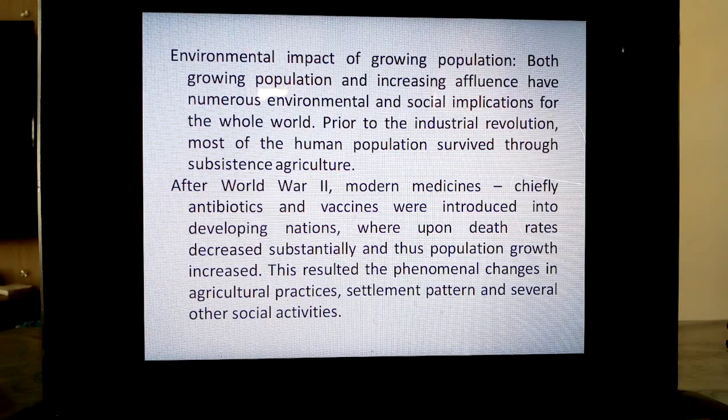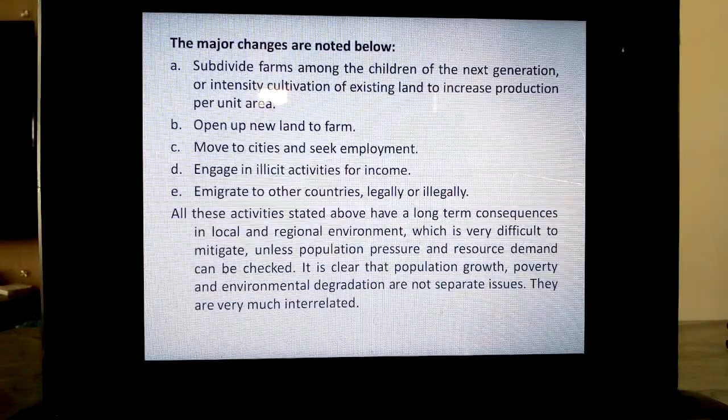This resulted in the phenomenal changes in agricultural practices, settlement pattern, and several other social activities. So in agricultural practices, antibiotics are used even in agriculture to kill the pests and all. So that practice also has changed. So several other social activities also have changed, and this brought a revolution. The major changes are noted below.